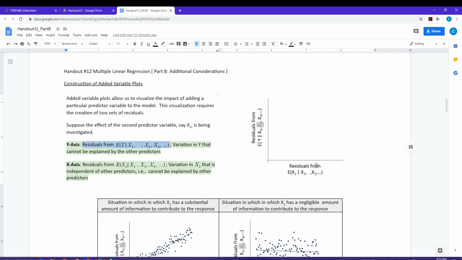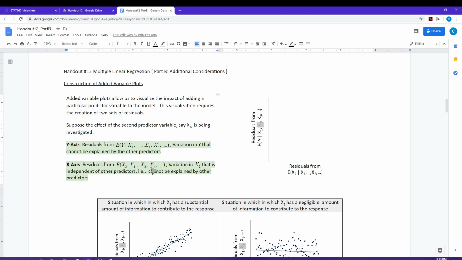Now on the x-axis, what we are going to do is obtain the residuals from a model where I'm actually using x2 as my response. So x2 is my response there, not y, but x2, conditioned on all the other predictors. I'm going to get the residuals from that model.